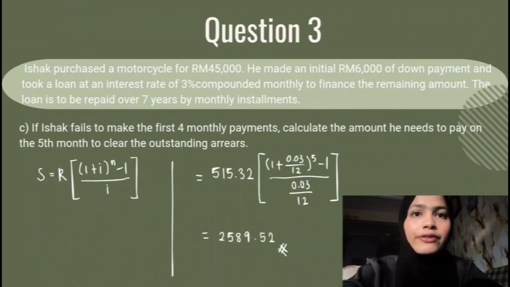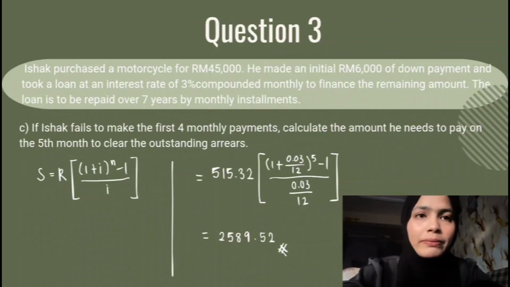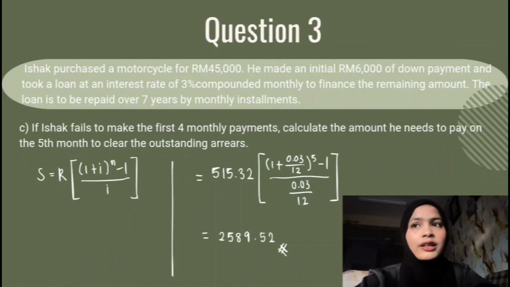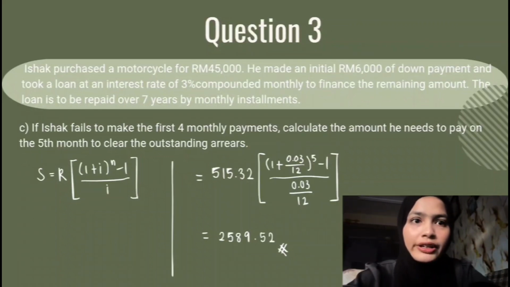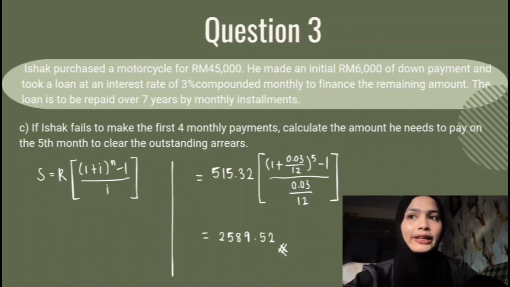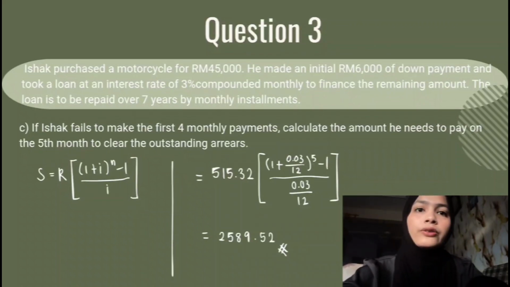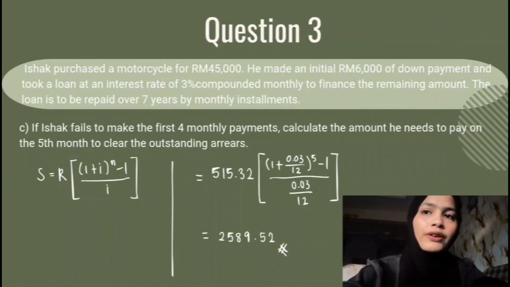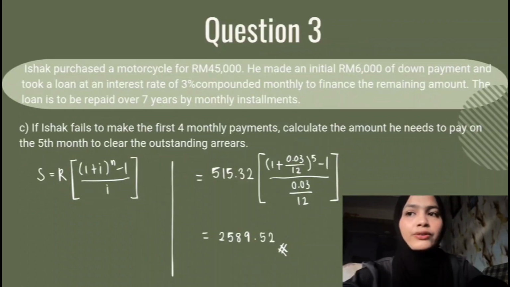Question C. If Ishaq fails to make the first 4 monthly payments, calculate the amount he needs to pay in the 5th month to clear the outstanding arrears. So, we take the monthly installment of 550 ringgit and 32 cents, multiply it by the growth factor for 1 month, 2 months, 3 months, 4 months and 5 months of interest. So, when we substitute into the formula, the total arrears that Ishaq must pay in the 5th month is about 2,589 ringgit and 52 cents.